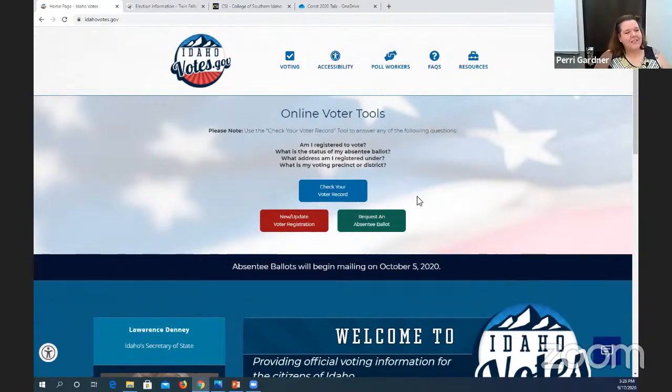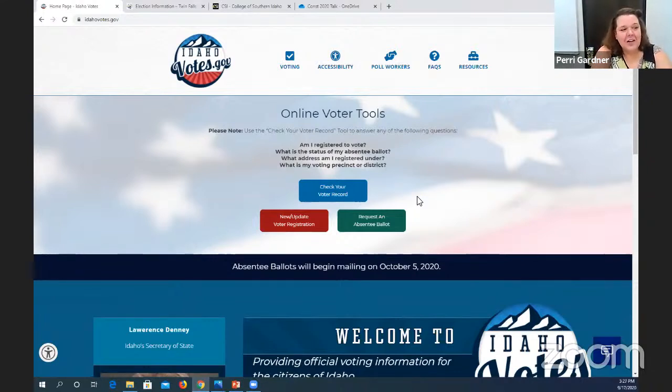So there are states where you actually have to qualify to get an absentee ballot, like South Carolina, for example, where you have to be essentially active duty military or there's no other way to get a ballot mailed to you. In Idaho, you don't need to have any specific reason why you want the ballot. You just want it. And when you fill out this request, you can request to have either the next election's ballot sent to you or all the upcoming elections for the year, which makes it very convenient. So you can request your absentee ballot there. That's how it works in Idaho.